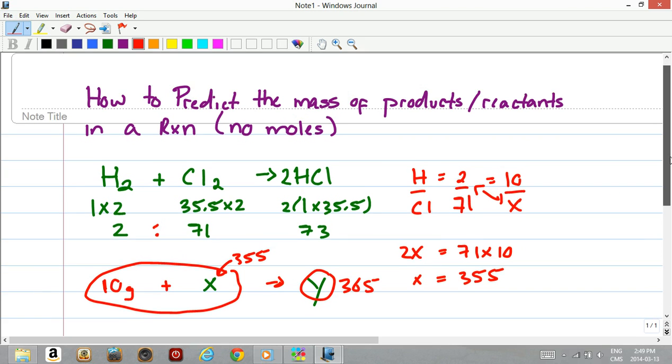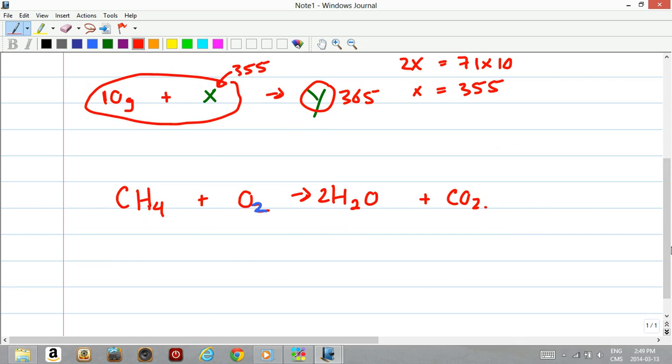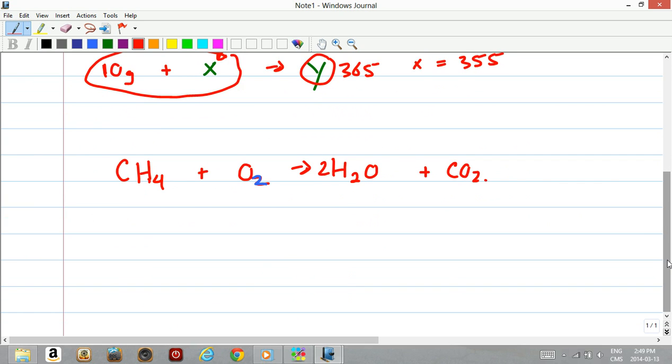Let's do another example. And this is methane plus oxygen, giving you water plus carbon dioxide. Again, we need to first balance the equation. So I need to put a 2 here, make sure it's all balanced. So I have 4 oxygens on the left, 4 on the right, carbon's okay, hydrogen's good too. Again, first thing, we have to make sure that we have the mass of our atoms. So we have 1 carbon atom, which weighs 12, and 4 hydrogen atoms, so methane weighs 16.